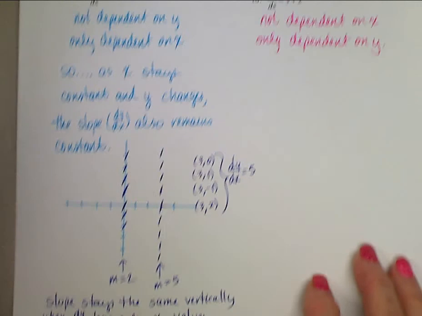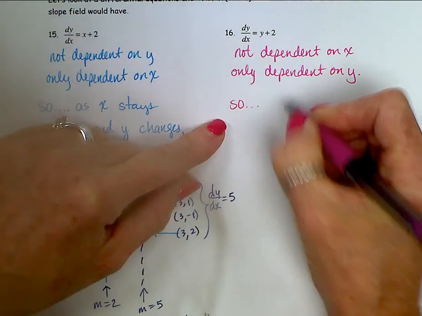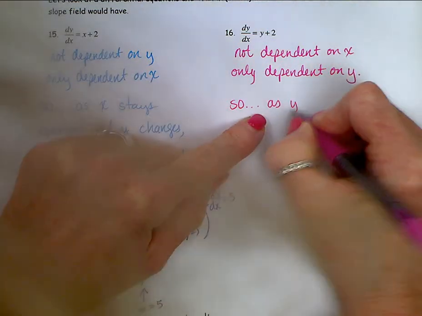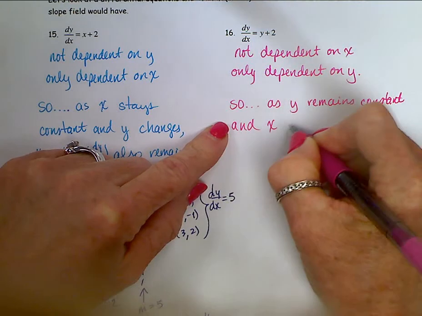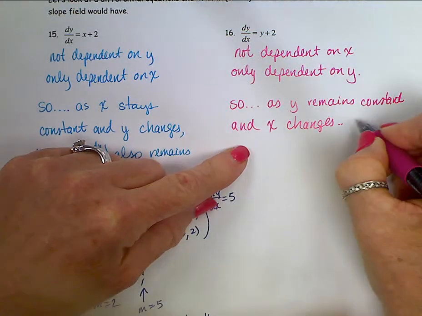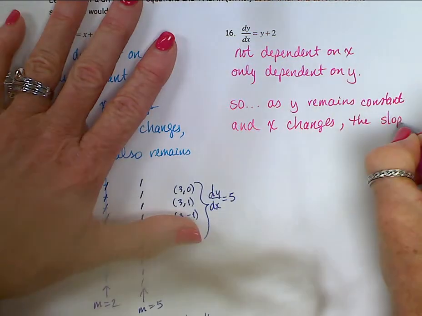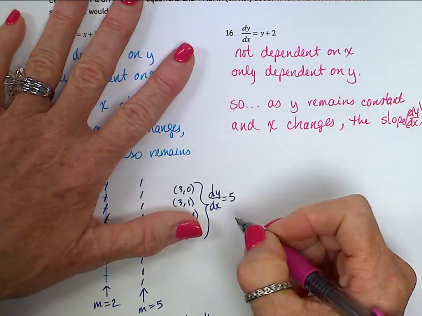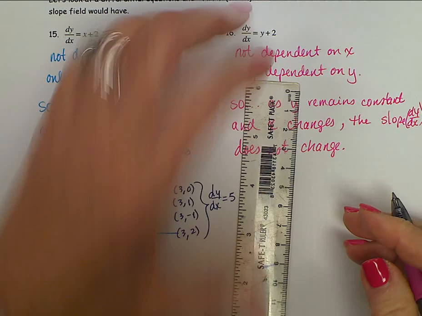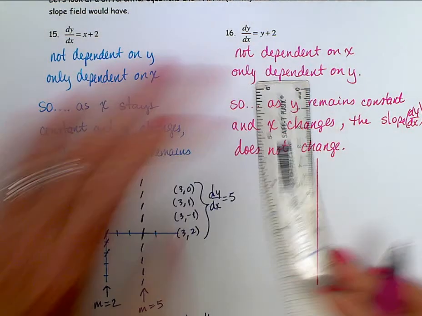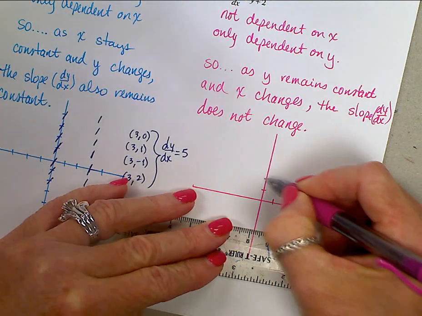All right, let's take a look at this one over here where dy dx is dependent only on y. That means that as y remains constant, and x changes, the slope, dy dx, does not change. And if we sketch a graph here, again, doesn't have to be perfect. Quick sketch.